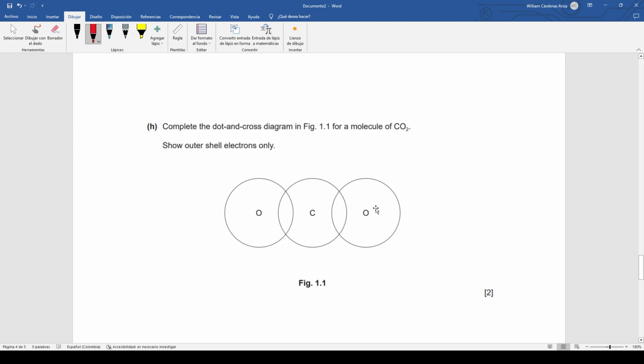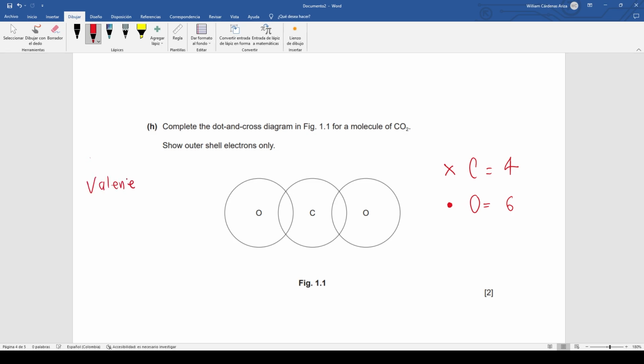Let's finish with this one. This one is a little bit more difficult, but using the rules that we know already, it is pretty simple. So let's start with the valence electrons. So carbon is in group 4, so carbon will have 4 electrons in the valence shell, and oxygen is in group 6, so oxygen will have 6 electrons. And let's say that carbon has crosses and oxygen has dots.